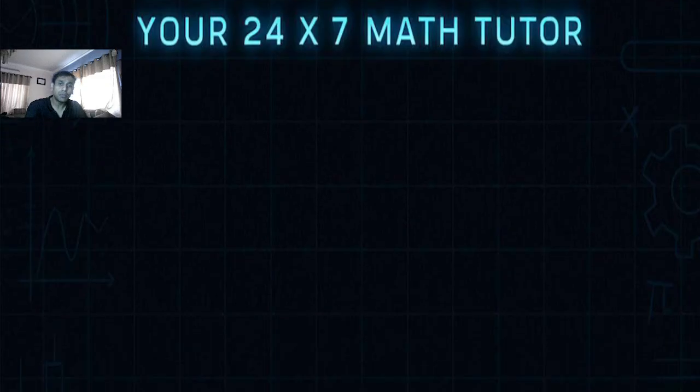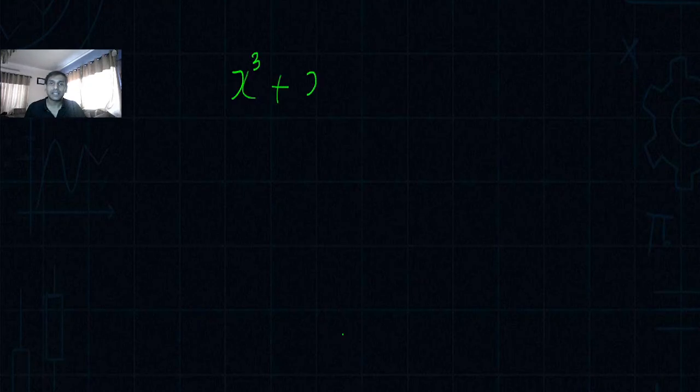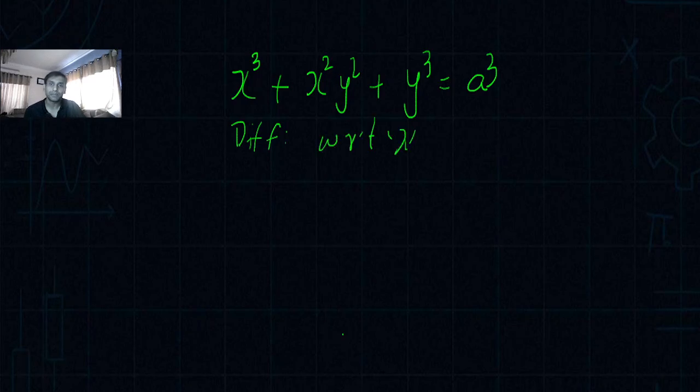Let's work out one more problem and end this video, and that is differentiate x cube plus x square into y square plus y cube equal to a cube. Okay, clearly implicit. So I had to find dy by dx. So I'm going to write differentiating with respect to x. So 3x square plus, now look at this. X is a variable, y is a variable. So we have to apply product rule. So I'm going to apply product rule.